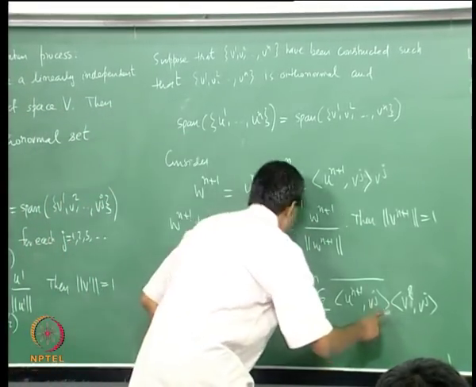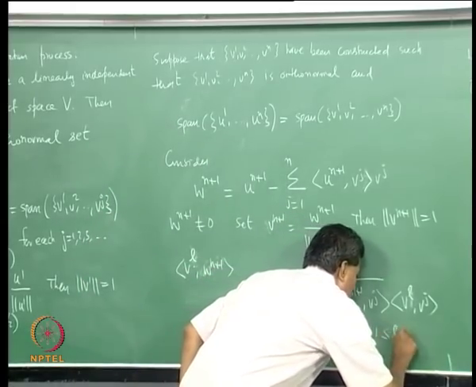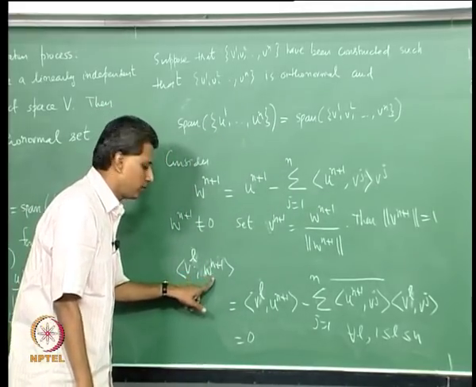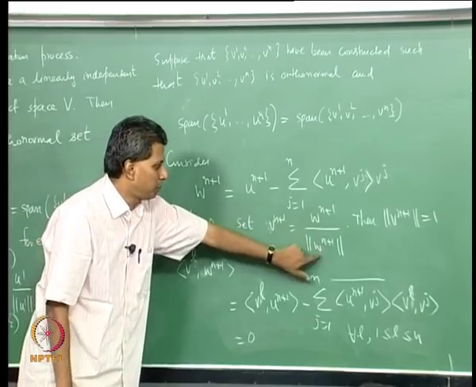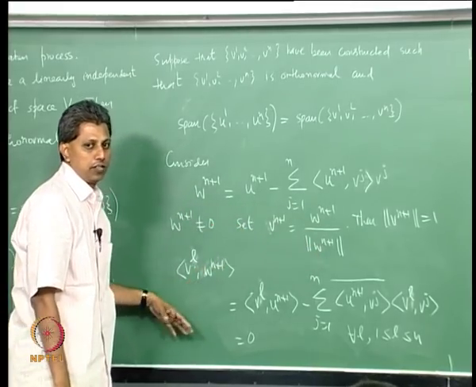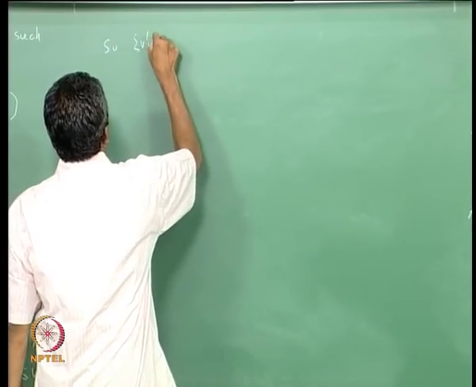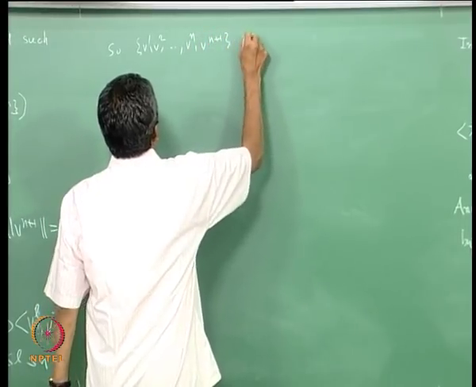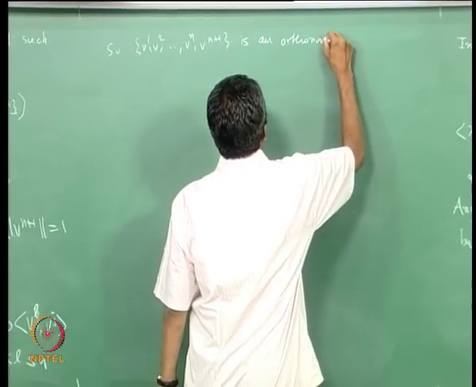So vL is orthogonal to wn+1 for all L. How do I choose L? This is true for all L such that 1 ≤ L ≤ n. So wn+1, the new vector, is orthogonal to vL, all right, but since vn+1 is just a multiple of wn+1, it is also orthogonal to the vectors v1, etc., vn. So v1, v2, etc., vn together with vn+1, this is an orthonormal set.